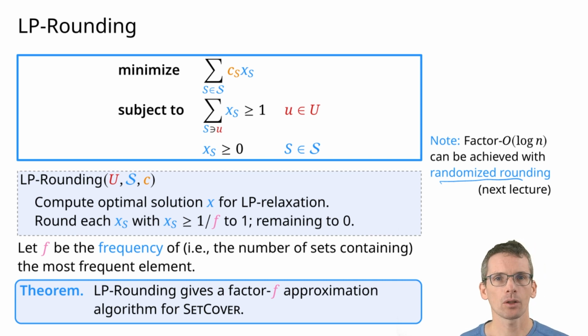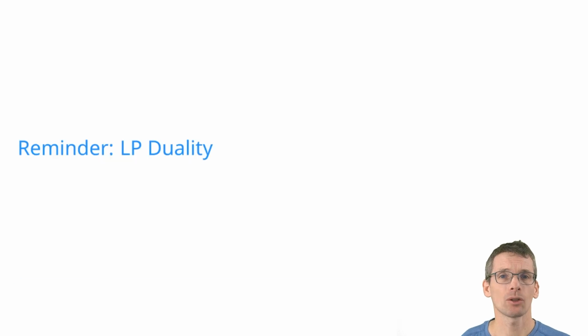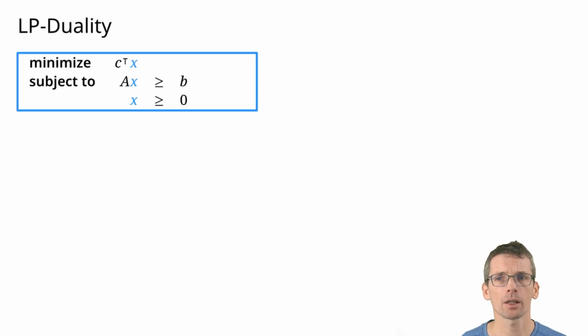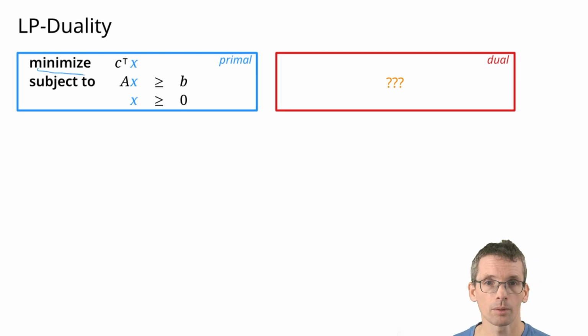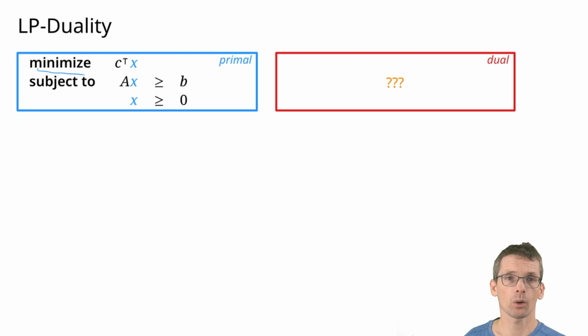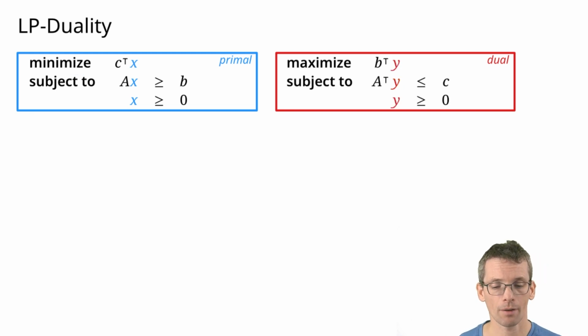But now let's go to the next technique. The two techniques that we still want to discuss are both based on duality. So let's briefly remind ourselves what duality is. Here we have a linear program, and every linear program has a dual linear program. So how does that look? If I have a minimization problem in what I now call the primal linear program, then in the dual linear program, I have a maximization problem.